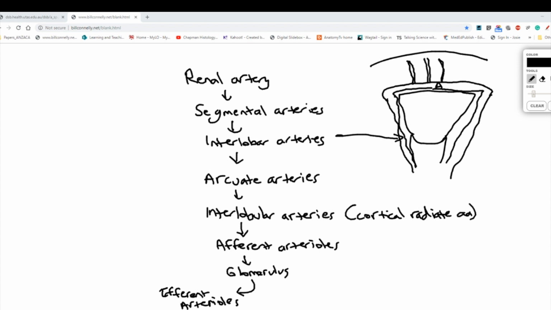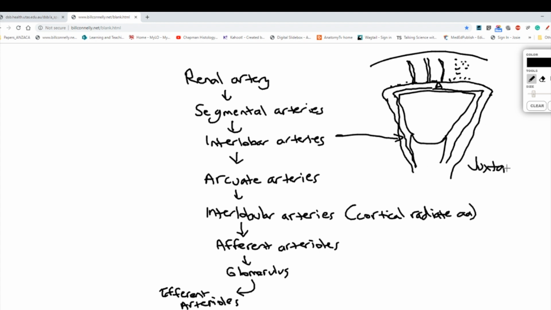Efferent arterioles. And then the fate of the next blood vessel depends on where we actually find the nephrons. So if we have nephrons which are mainly cortical, sort of out here in this region, then these are known as cortical nephrons. But sometimes we can actually have nephrons which exist near this junction between the cortex and the medulla, and these are known as juxtamedullary nephrons.